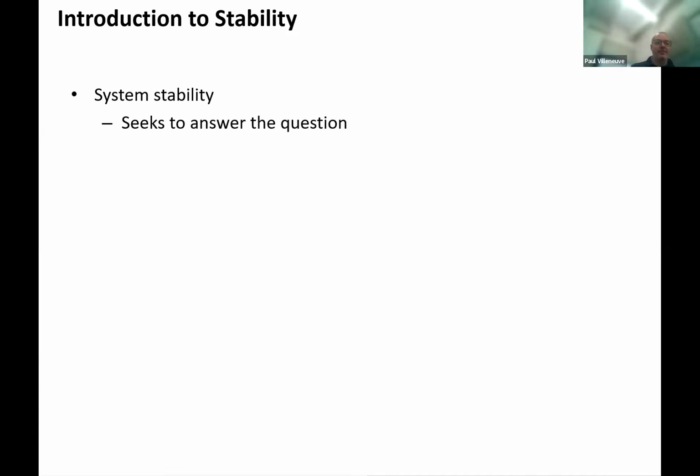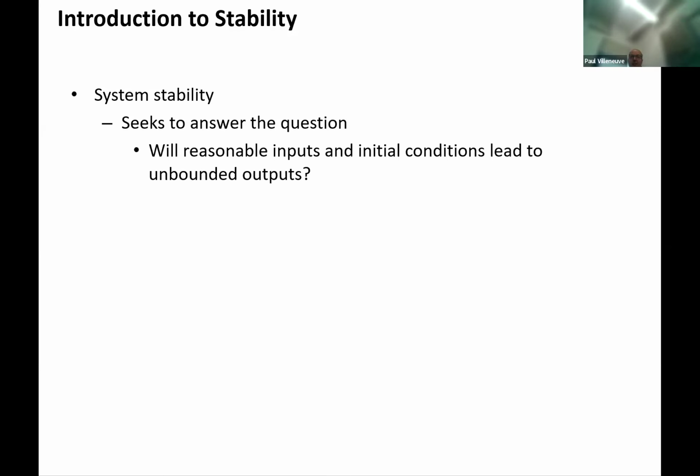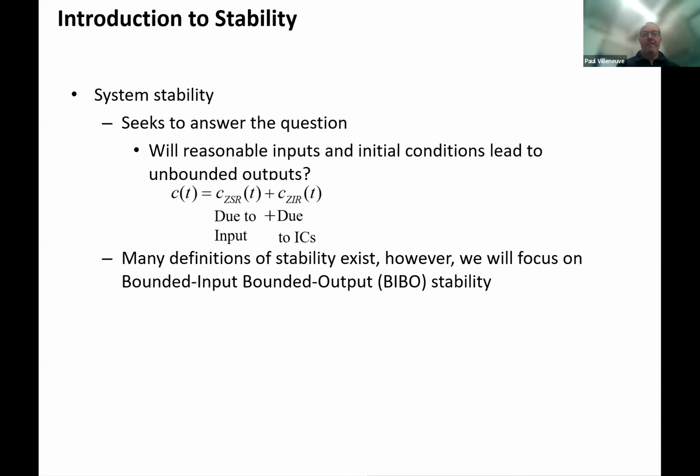So, stability of a system. What does it answer? BIBO stability: will bounded or reasonable inputs lead to unbounded outputs, or will they be bounded? So we have this zero state response and this zero input response, right? The zero state response is because you have a forced response, you're providing a power supply. The zero input response is because you have initial conditions. You have some stored charge in there.